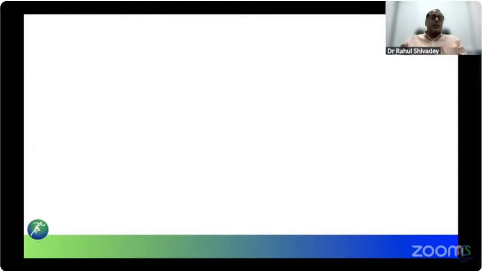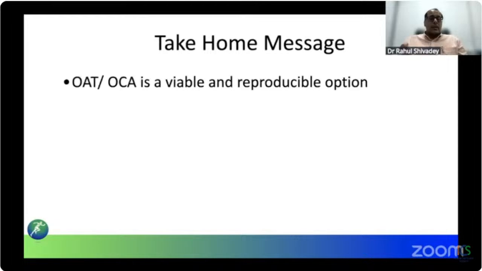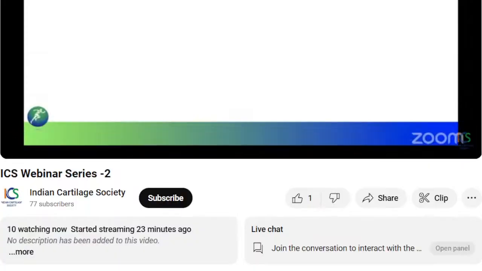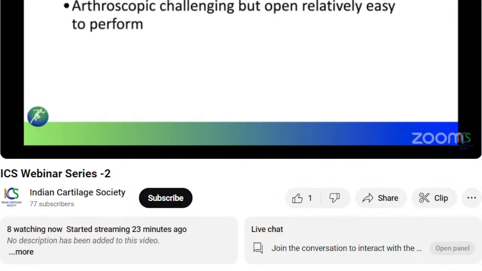So the take-home message that I would want to give to all our listeners today is that osteochondral transfer is a viable and a reproducible option. The instrumentation is very easy. It's a low learning curve, especially for the open procedure. The arthroscopic procedure, once you get used to it, you might make some mistakes here and there, but it's not a very steep learning curve. It's challenging, but you can always do it.